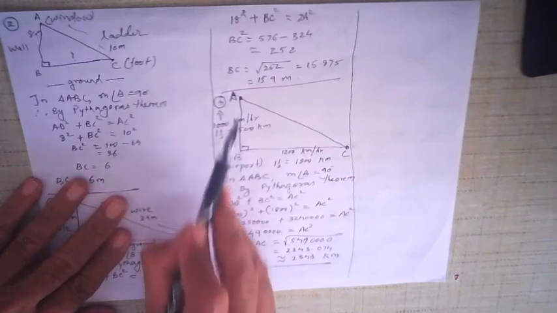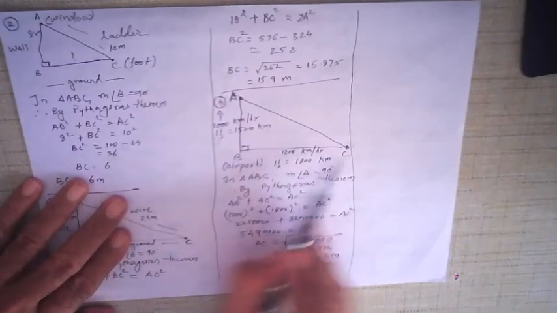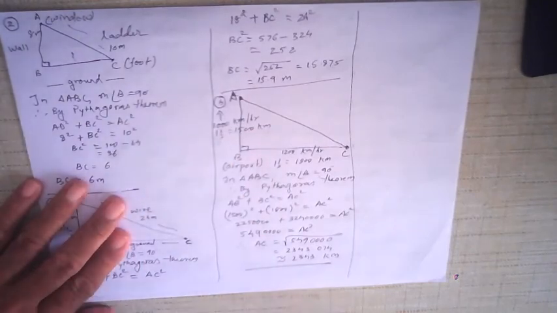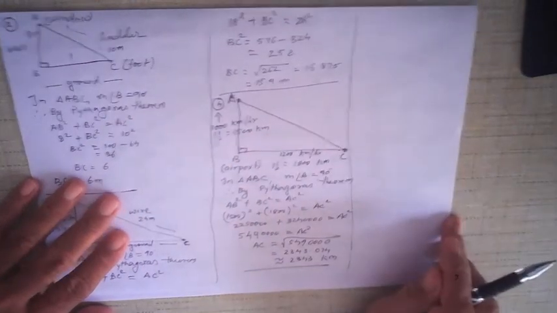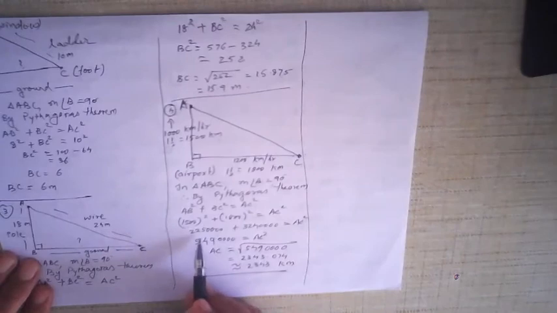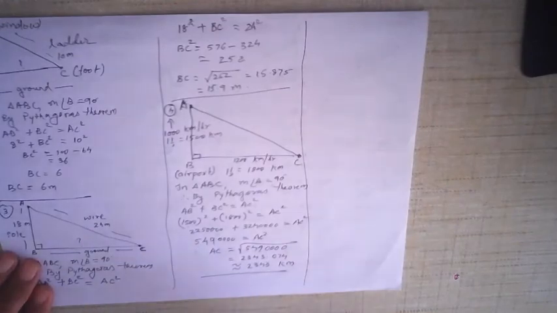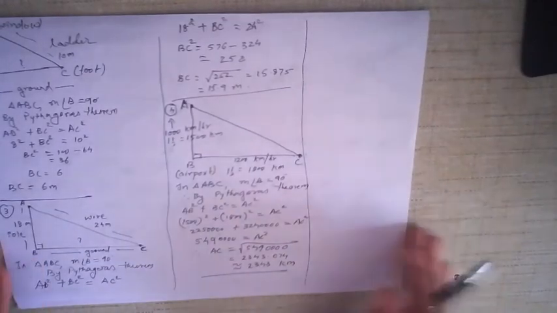After 1.5 hours the plane will reach here. The distance between the two planes is AC. We have to find AC square. That's all. So 15 15s are 225, 18 18s are 324. If you add up, you get 549 and these 4 zeros. Find the square root, and that is the distance between the planes.